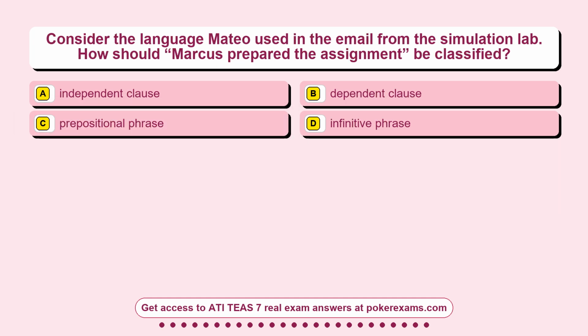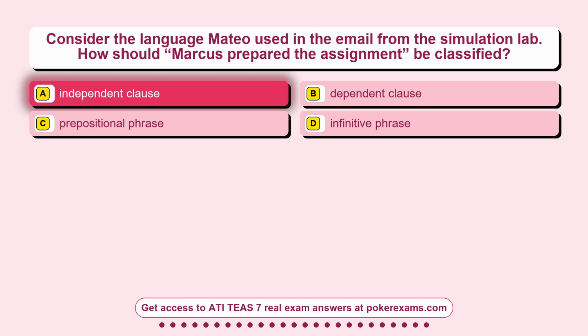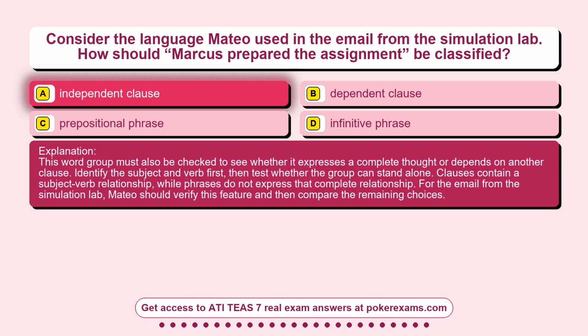Question 12. Consider the language Mateo used in the email from the simulation lab. How should "Marcus prepared the assignment" be classified? Option A, independent clause. Option B, dependent clause. Option C, prepositional phrase. Option D, infinitive phrase. The correct answer is option A, independent clause. This word group must also be checked to see whether it expresses a complete thought or depends on another clause.